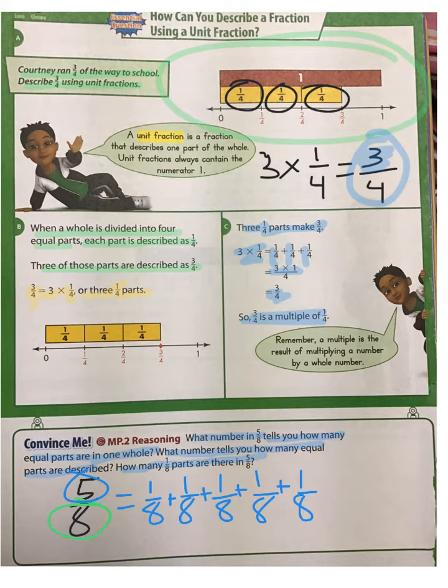Another way you could do this problem is we can multiply 5 times 1/8. Well, we know that 5 is a whole number, so that would be the same as 5 over 1, and you would just multiply across. You don't have to change the denominators. So 5 times 1 is 5, and 1 times 8 is 8. So here we have 5/8.